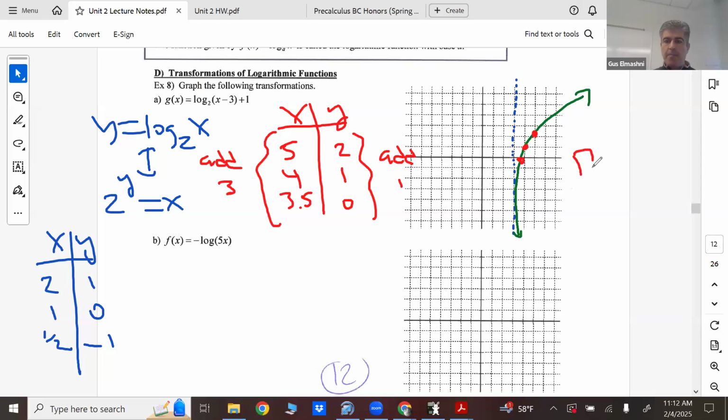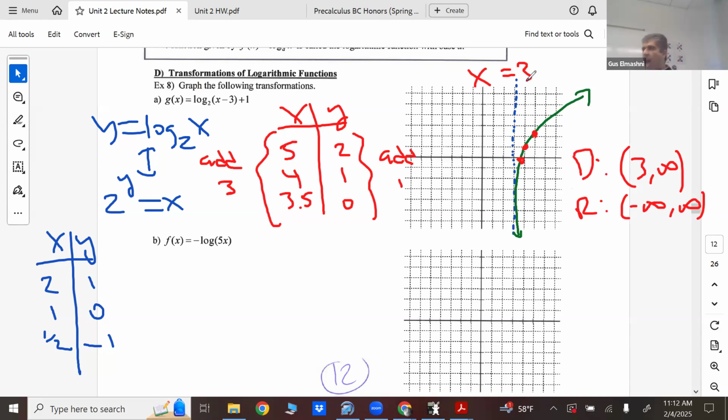What's my domain? Infinity. What's my range? All real. And make sure you state the equation of the asymptote, which is x equals 3. Not that hard. I don't think we need to do this 5 times. We're not going to do page 13. Let's do B. Even though the transformations are pretty neat on page 13, just don't worry about it. So go and try B on your own. You have to figure out what change happens to x, what change happens to y, and do it.